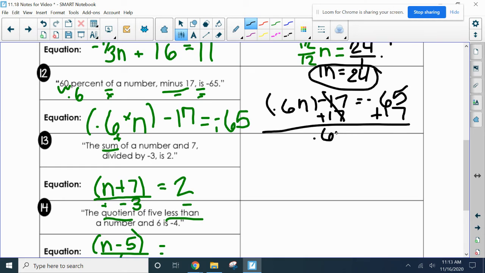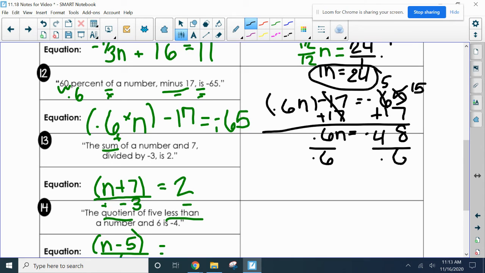So then we have 0.6 n equals a positive and a negative. We're adding, so we're really going to subtract and keep the bigger sign. So 15 minus 7 is 8. We have to borrow. 5 minus 1 is 4. 65 is bigger, so it's negative 48. Then we're going to go ahead and divide both sides by 0.6.